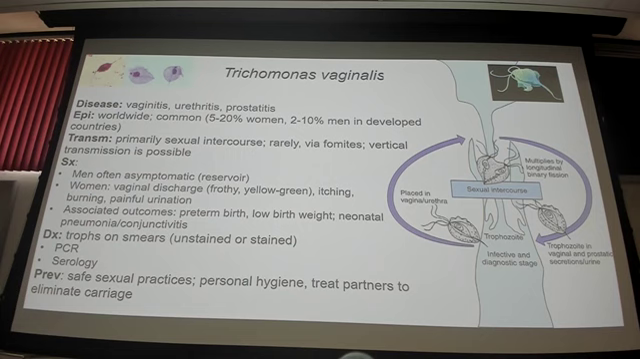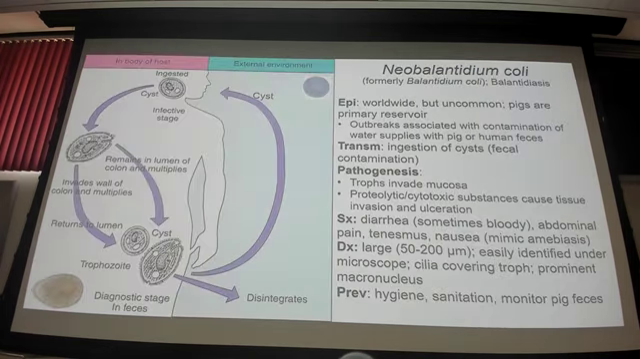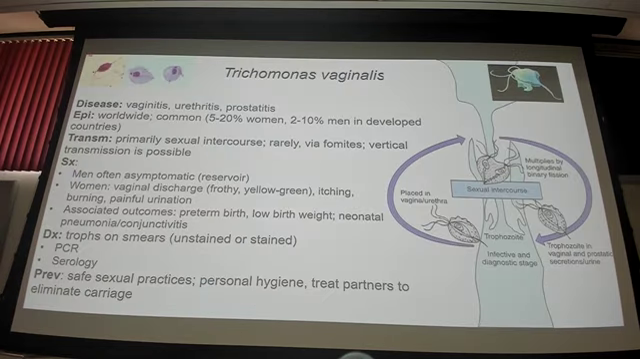And more pictures of what you can see on a stained specimen. You can see the axostyle down the center of these trophozoites, and you can even see some of the details of the flagella as well. It's kind of a pretty organism.